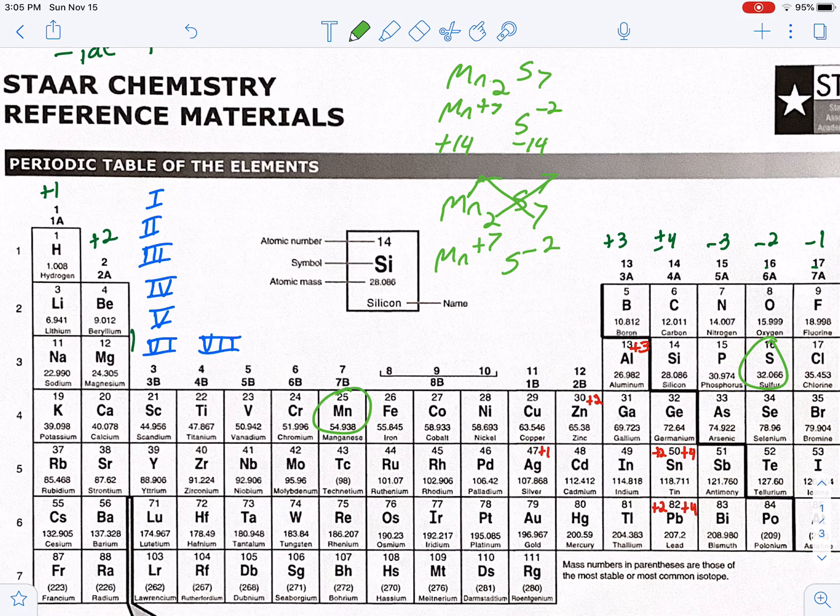So now we're going to do our name. Now that we know the charge of manganese, you're going to write manganese, and it has a charge of 7, so this is going to be VII. And then sulfur has now become sulfide. Okay, let's do another one.